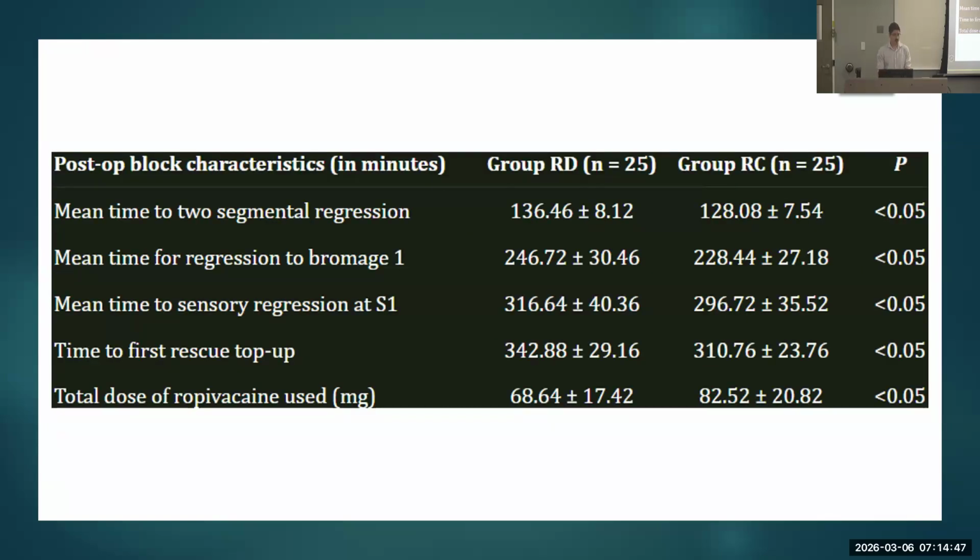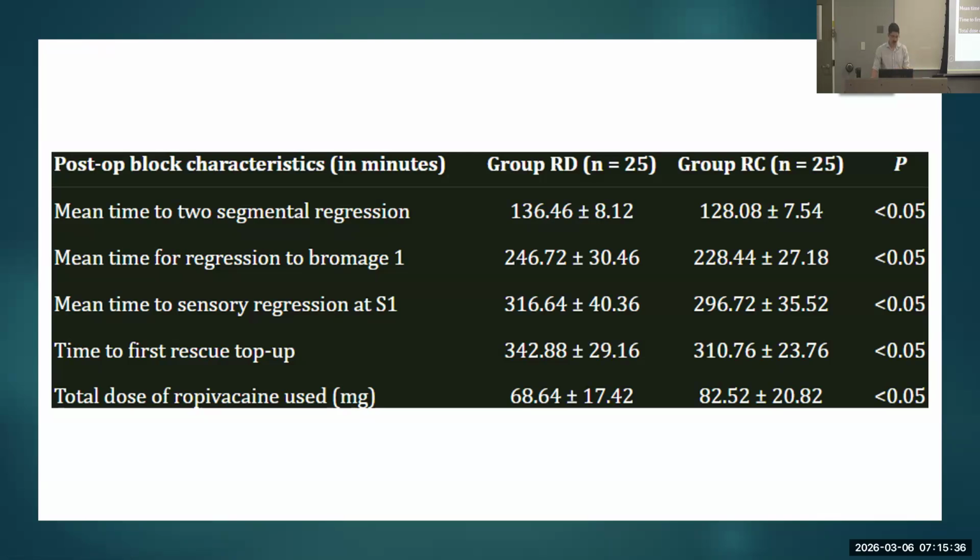And then what did the block do afterwards as it was wearing off? For mean time to regression by 2 segments, you got about 8 minutes more with dexmedetomidine. Mean time for regression of motor block, again, about 20 minutes. Mean time to sensory regression, 20 minutes. Time to first rescue top up, about half an hour. And worth pointing out, I think, with the clonidine group, you get about 15 minutes after the full sensory regression of the block to people asking for a top up. With the dexmedetomidine group, it's closer to half an hour after the block has regressed when people ask for a top up. So there's some evidence that this is also providing better analgesia, not just a longer block.